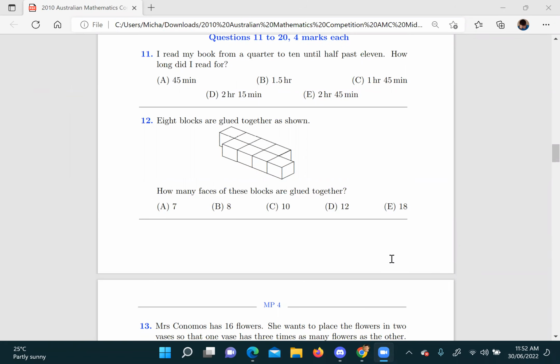1.5 hours. It's 45. So look, I read my book from quarter to 10 until 11:30. If I went from 10 to 11:30, that'd be 1.5 hours. But I went from quarter to 10, so it's an extra 15 minutes. So you have 1 hour and a half plus 15 minutes. So who got 1 hour and 45? We got this. Okay, C.